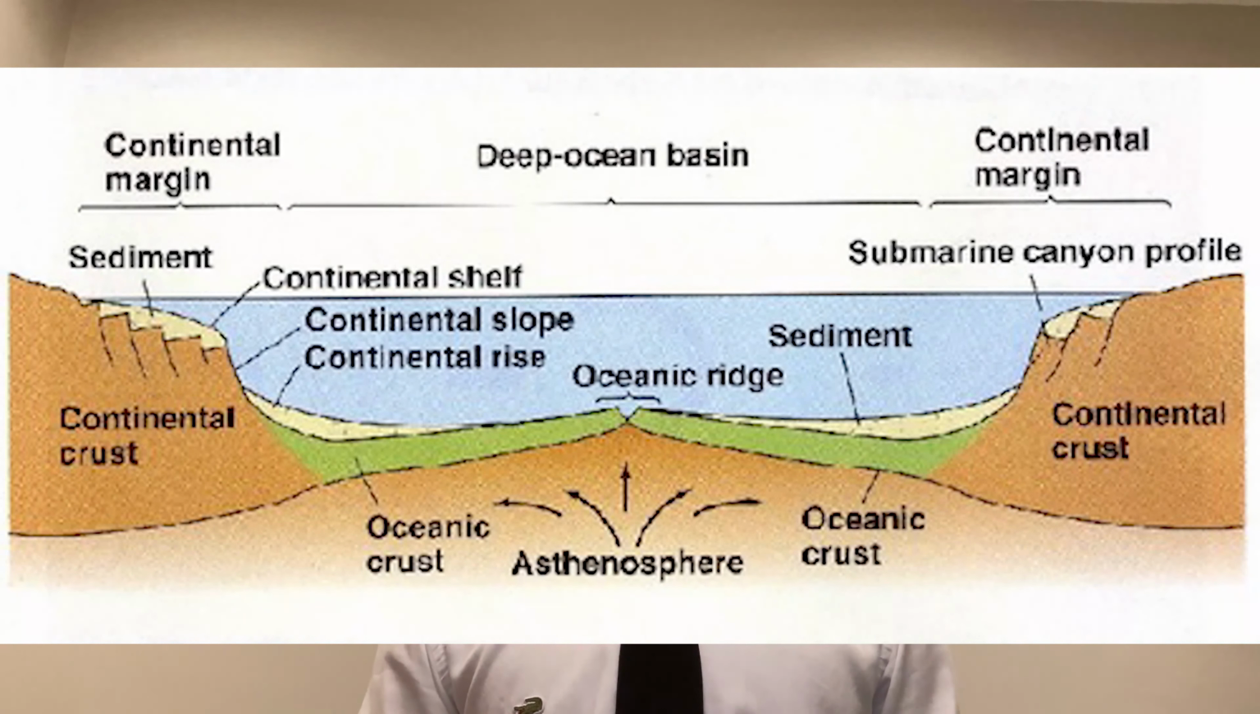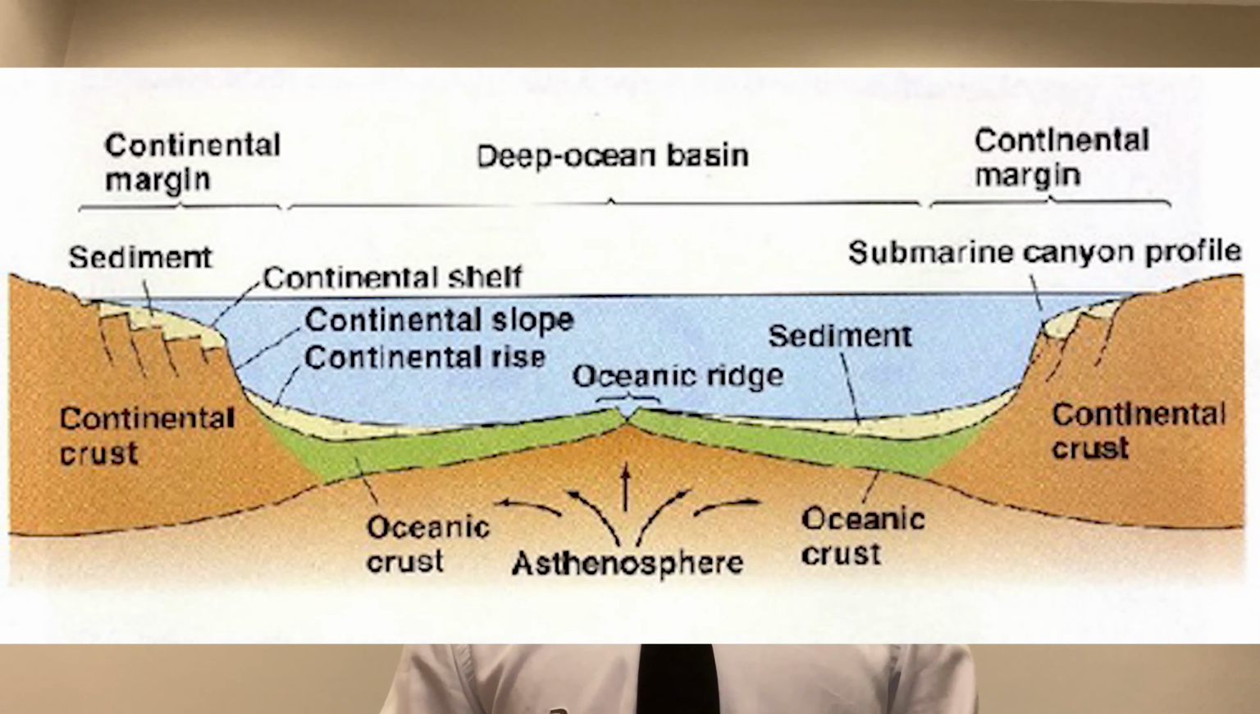And lastly, we have the mid-oceanic ridge, a continuous chain of volcanic submarine mountains encircling the globe, marking the boundaries of several crustal plates and extending for about 60,000 kilometers around the Earth. These are the areas of seafloor spreading and the formation of new oceanic crust.